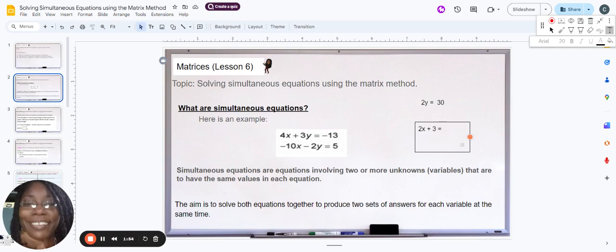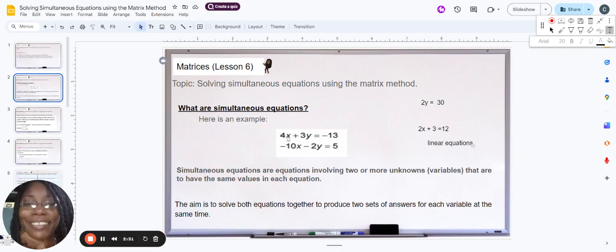Essentially, we are expected to solve for the variable. In the first one, we are expected to solve for y, and in the second one, we are expected to solve for x. These are known as linear equations. Now, simultaneous equations are a combination of two equations. And not only are we combining two equations, we are combining two different variables.